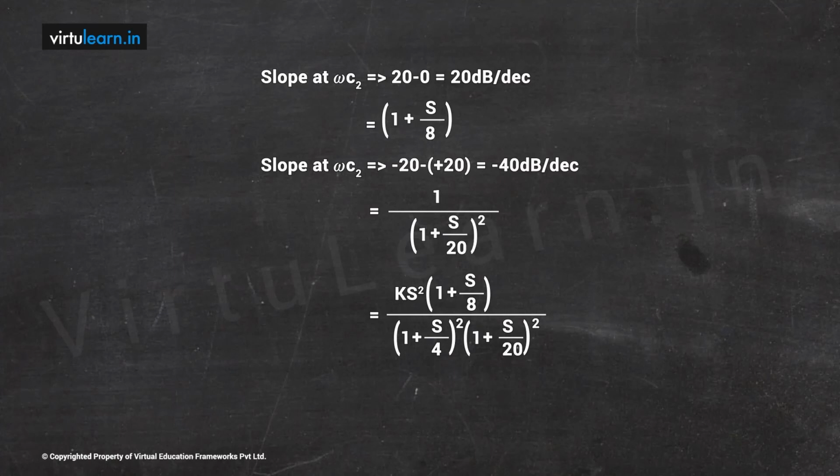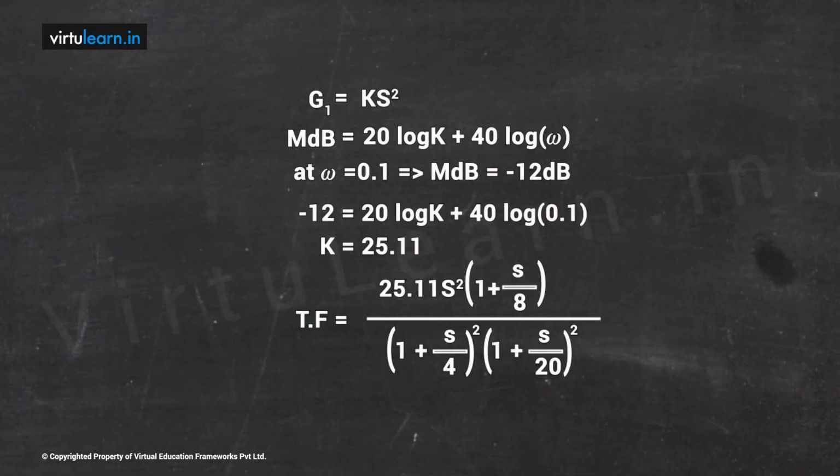So I can write the transfer function in terms of k as: k by s square is the initial term, the first term, times (1 plus s by 8) divided by (1 plus s by 4) whole square into (1 plus s by 20) whole square. This is the transfer function. But in this transfer function I need to find what the k value is. So to find the k value, let us take the first term, which is k by s square.